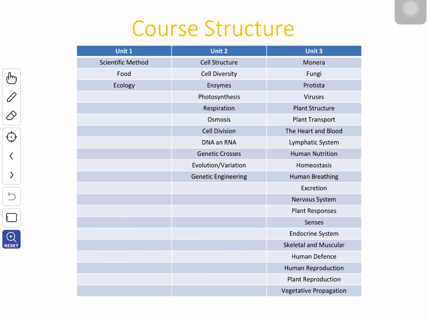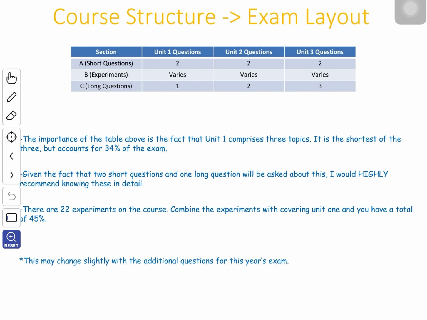Now, why this is important for us is because even though Unit 1 comprises of only 3 topics, it actually accounts for about 34% of your final paper. Now, how does this make any sense? Well, up until this point, Section A would have 2 questions appearing in the short answers. It varies in the experiments, and then 1 question appearing in the long questions.